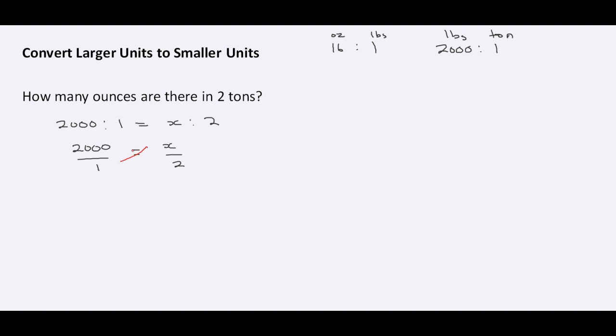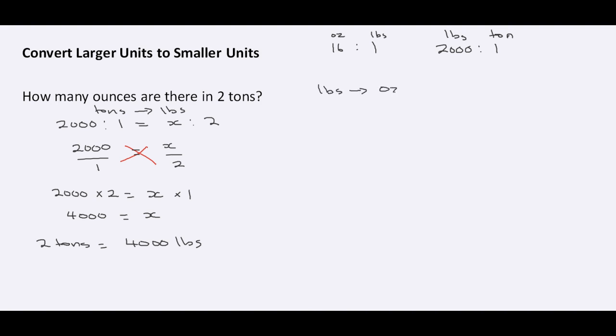So we're going to cross product here, and we have 2,000 times 2 is equal to x times 1. So 4,000 is equal to x. So what this simply tells us is that 2 tons is equal to 4,000 pounds. Now what we're going to go to is, so this right here is going from tons to pounds. Now we're going to go from pounds to ounces.